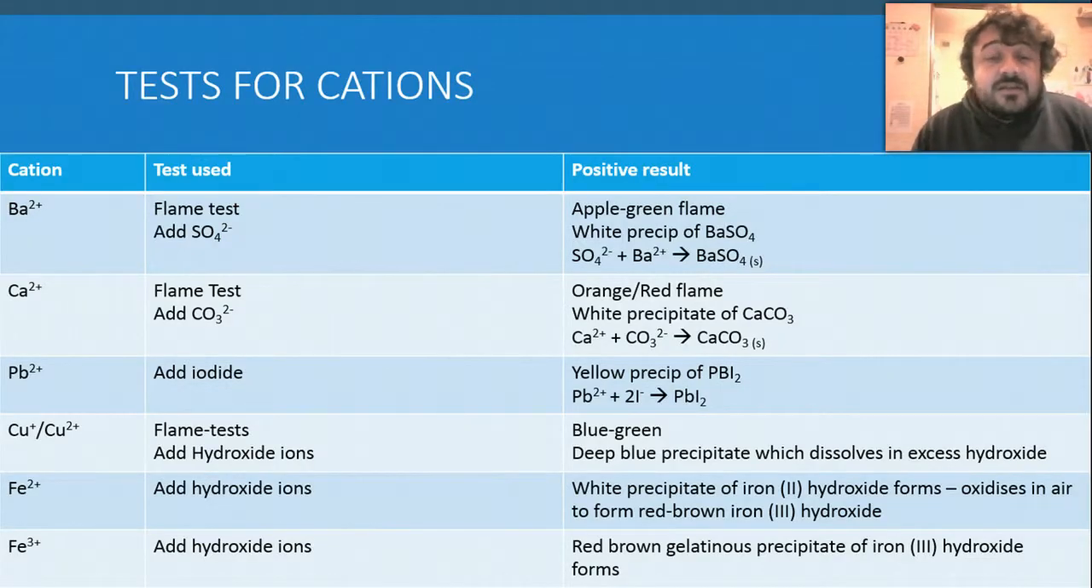All right. This is a summary of our tests for cations. You'll notice that there's 2 for each of them, with the exception of lead. If we've got good reason to suspect that lead is there, it's probably best not to do a flame test in general. So we're not putting that in there. But you can flame test, add sulfate for barium. Flame test, add carbonate for calcium. So these are just some examples.